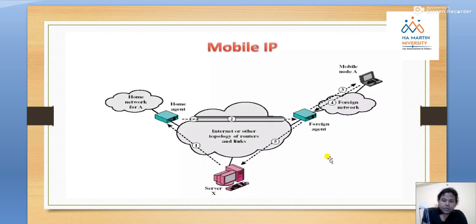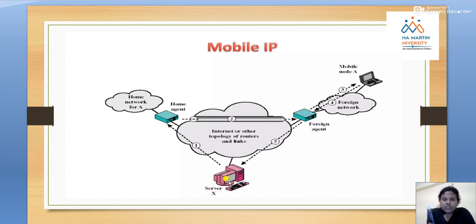Okay, so let's see the data flow in mobile IP, how the data flow occurs in mobile IP. So let's start from here. This is server X, which is known as the corresponding node. And what is the corresponding node? We have already seen in the previous slide that the corresponding node means your communication partner with whom you are communicating. So server X is nothing but the corresponding node.